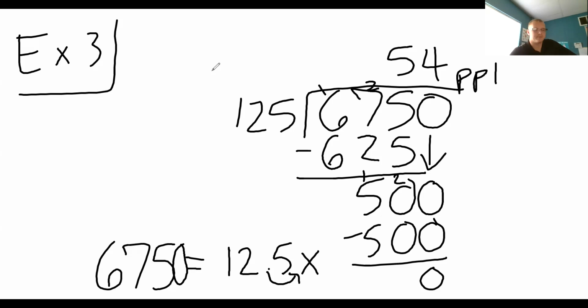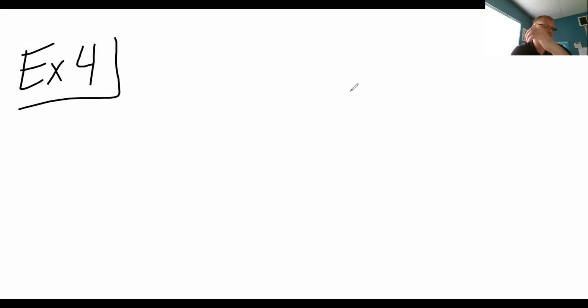So 54 people. All right. So that was example 3 at the bottom of page 192. All right, let's try example 5 here in the last couple minutes here. So I need to clear this guy. Example 4. So solve equations by multiplying.